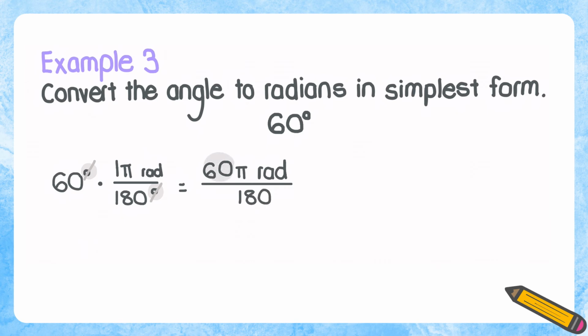The greatest common factor of 60 and 180 is actually 60, so we're going to divide both the numerator and denominator by 60. In the numerator, we have 1 pi, or just pi, and in the denominator, 180 divided by 60 is 3. So we've converted to pi over 3 radians. Again, you don't have to necessarily write the unit radians, so we're simply left with pi over 3.